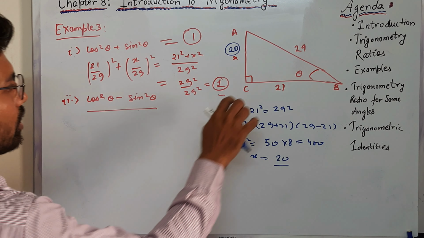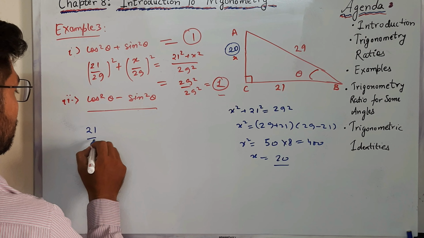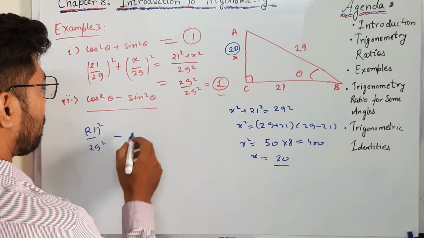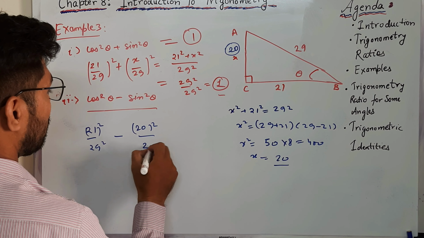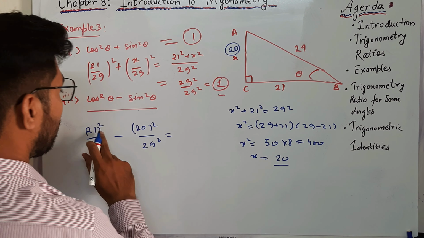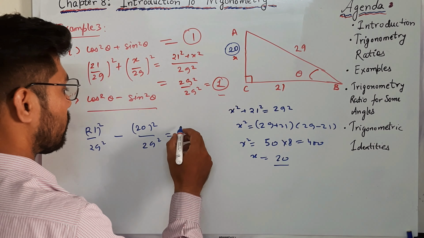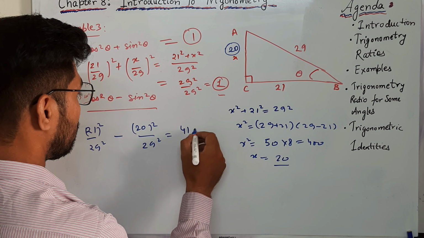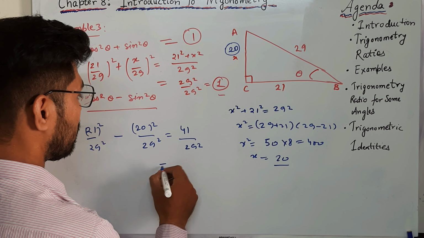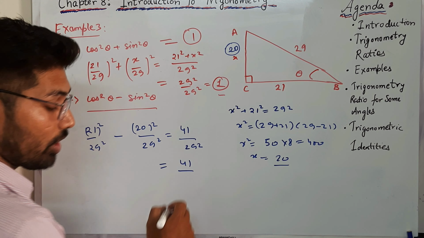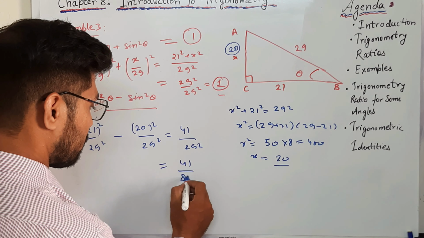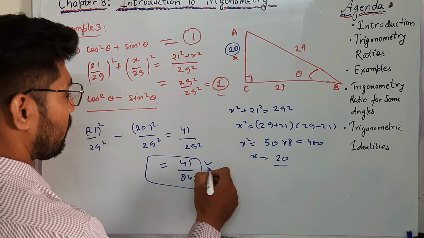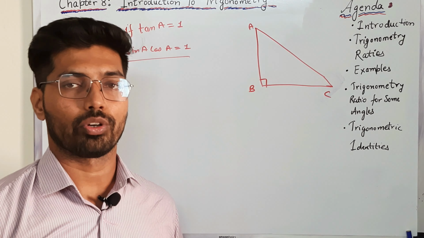Now cos theta is this one, 21 on 29. So 21 square minus perpendicular upon hypotenuse, which is 20 square, upon 29 square. So this will be (21 plus 20) and (21 minus 20). So 21 plus 20 is 41, into 1, upon 29 square. So this will be 41 upon 29 square, which is 841. So this value is 41 upon 841.